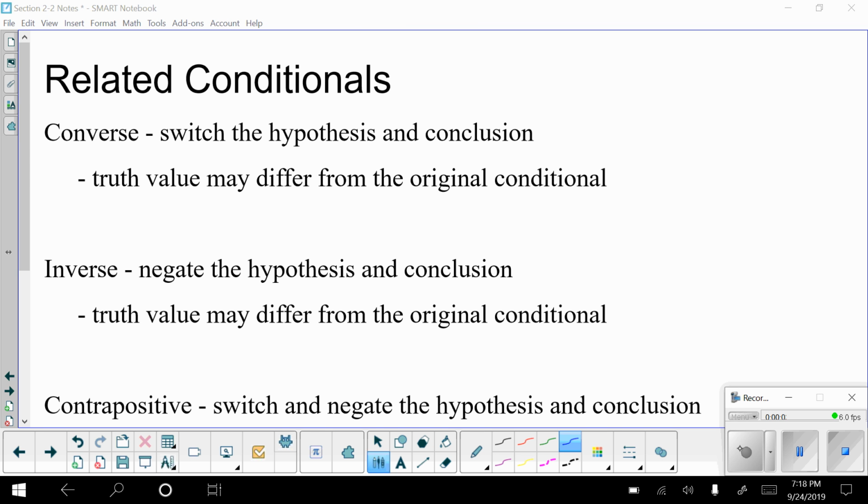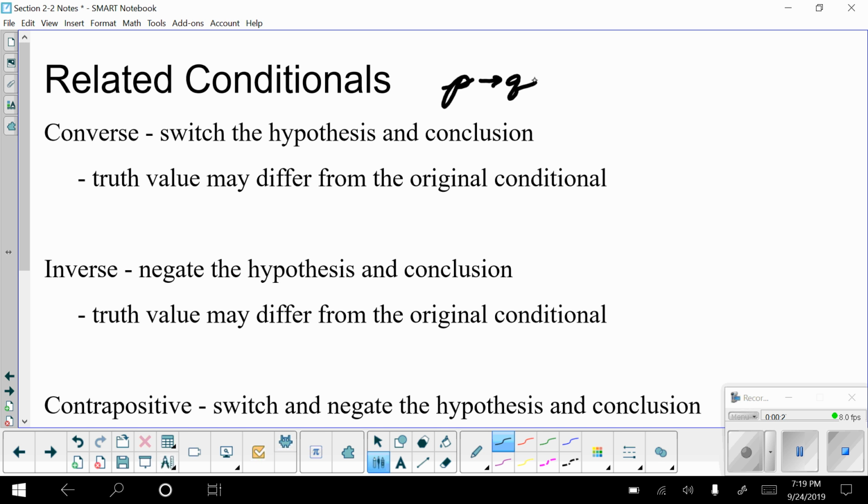The last video for this section covers what are called related conditionals. These are conditionals that we can make out of an original conditional statement. So if my original conditional statement is if P, then Q, there are three different related conditionals to that, each with their own truth value.